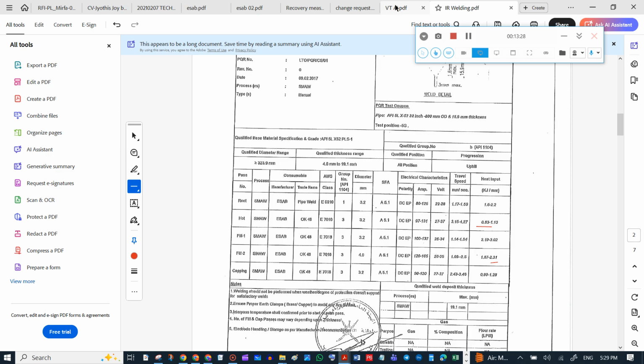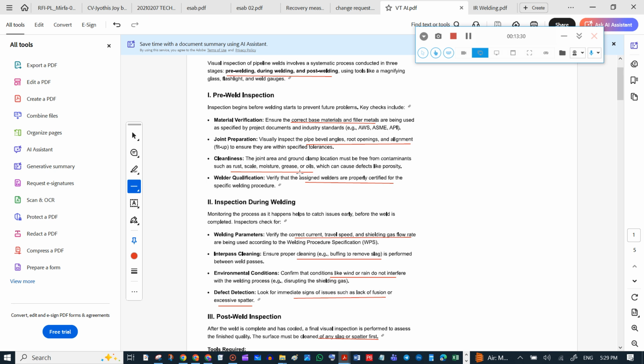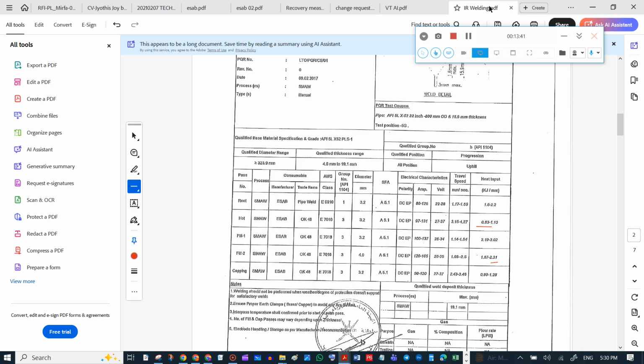Then what are the other parameters we are discussing? Correct current, travel speed. So what is the current here? Polarity, amperes. That is 80 to 120, 165. That is the ampere. Correct current, voltage, travel speed, polarity. Polarity is not changing. DCEP we are using for SMAW.